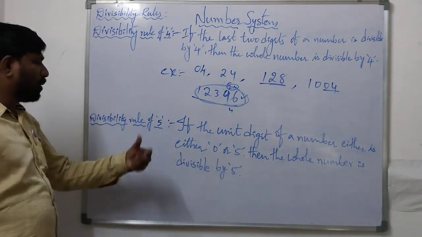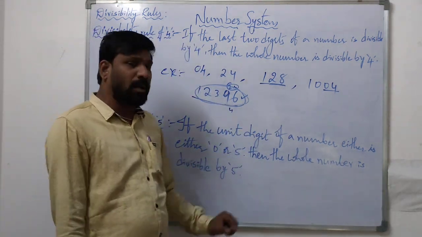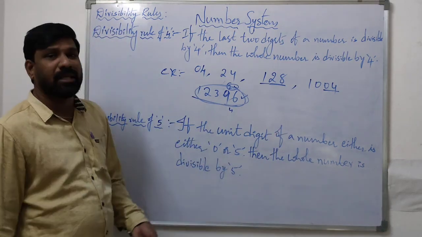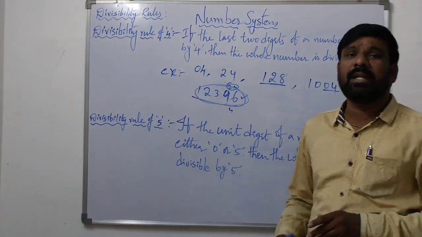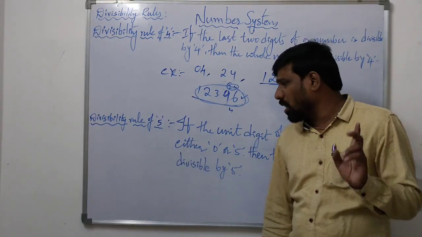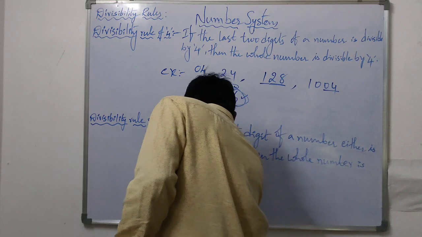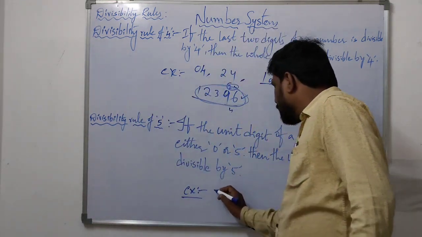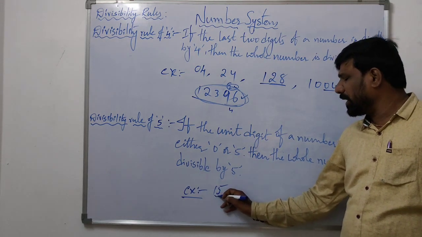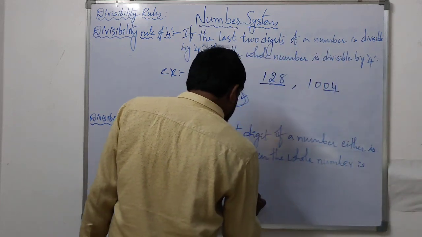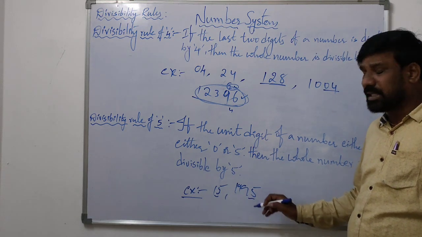Similarly, divisibility rule 5. This is very simple. If the unit digit of a number is either 0 or 5, then the whole number is divisible by 5. Simple, we can say that. If the unit digit of a number, meaning if any number ends with either 0 or 5. You take any number, for example, suppose 15, will it be divisible by 5 or not? Yes, because it ends with 5. Suppose 1995, will it be divisible by 5 or not? Yes, because it ends with 5.